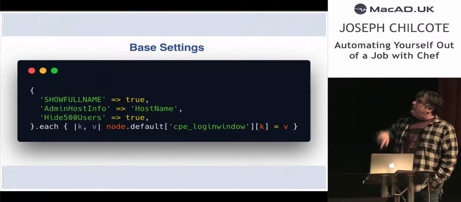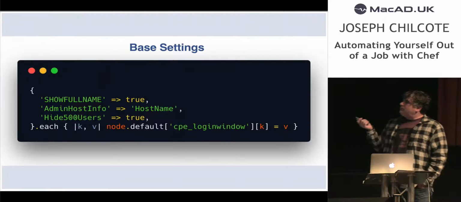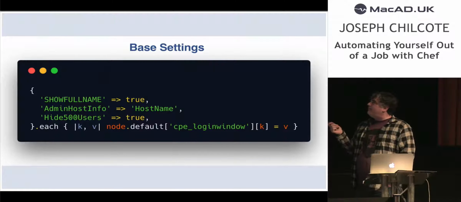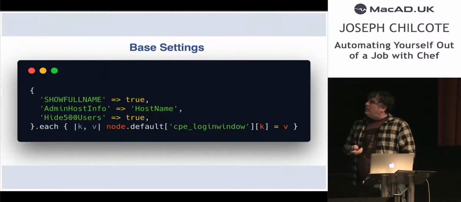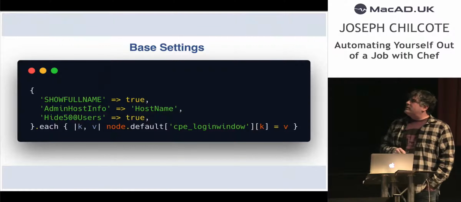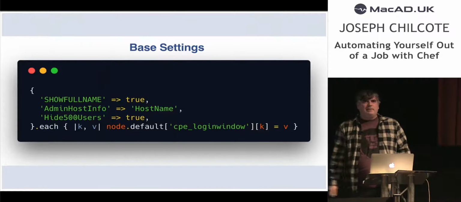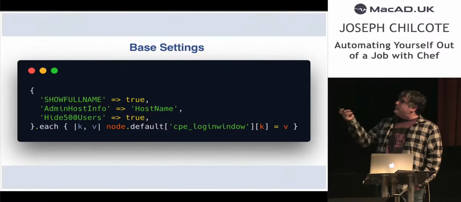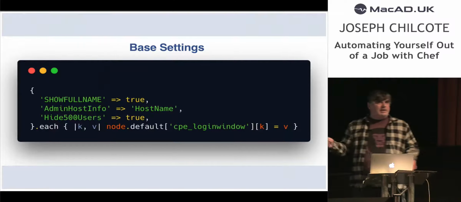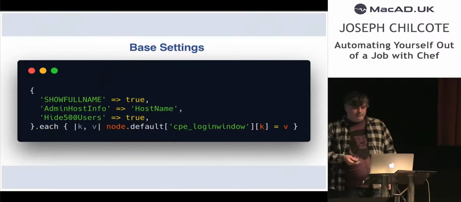And then when Chef comes back around and starts looking at all the recipes, in the base settings, we might have a couple of default settings to add in here. So we want to make it show the full name, which I think makes the username and password field hide 500 users. And the admin host info, I think, is the thing that makes you able to click in the top and it shows you the IP or something. But this is the sort of setting that would apply to your entire fleet, right? Because it's in the base settings. It's the first cookbook that Chef is processing as it goes through the run list.